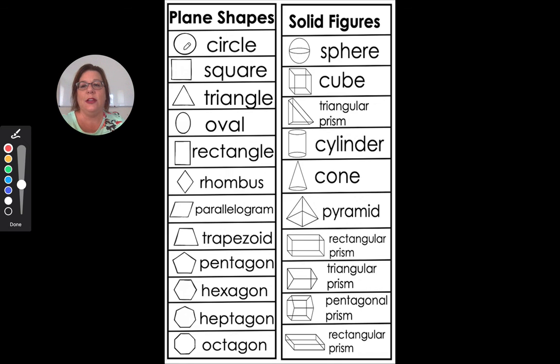Let's say our shapes really fast. Okay, here we go. Circle, square, triangle, oval, rectangle, rhombus, parallelogram, trapezoid, pentagon, hexagon, heptagon, and octagon.